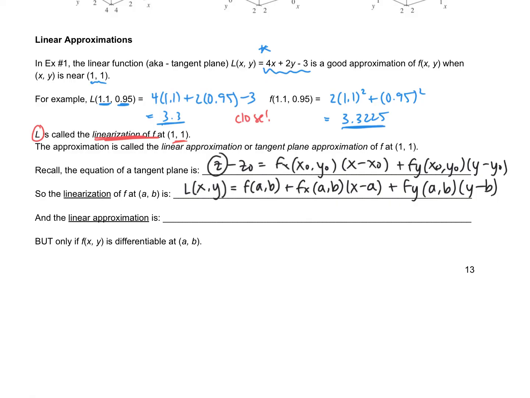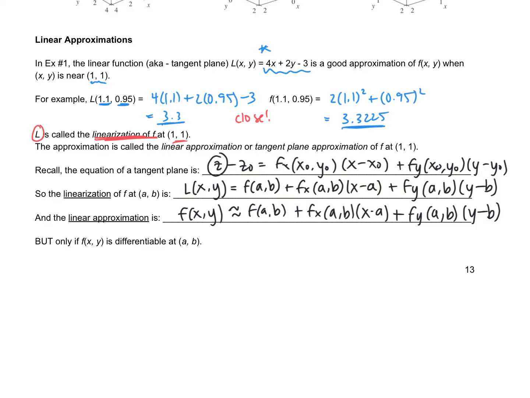So the linear approximation then tells us that the actual value of f at the point x, y is about equal to the linear approximation. So all I'm doing is recopying above. Okay, so this is our actual value. This is called our linear approximation of this value. And our tangent plane is the linearization. But that only applies, of course, if our function is differentiable at the point.